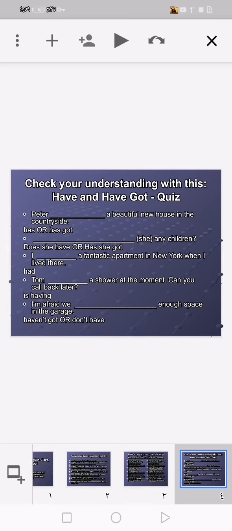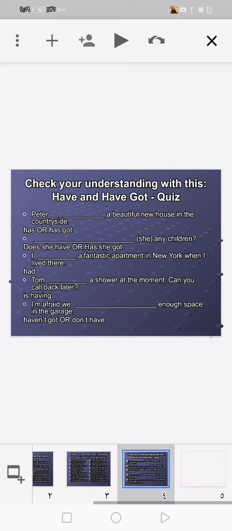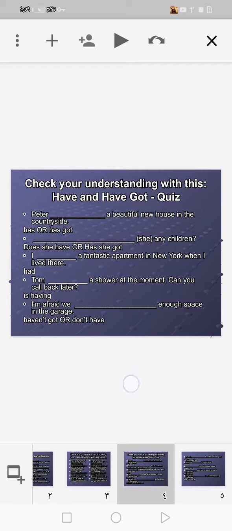Check your understanding with this have got quiz. This is an exercise. What is the answer? Peter has a beautiful new house in the countryside. Which do you use here? Has or has got, both are correct. Number 2: Does she have any children? The answer is does she have or has she got. Number 3: I had a fantastic apartment in New York when I lived there. The answer is I had, because when I lived there is past tense.